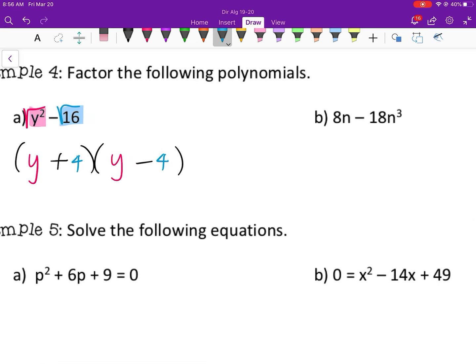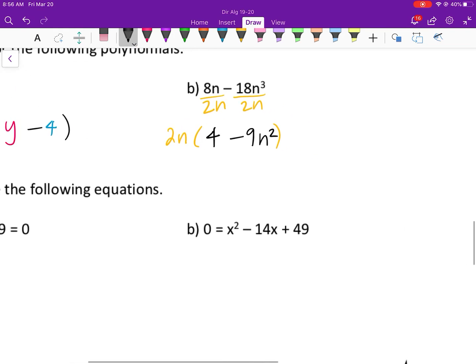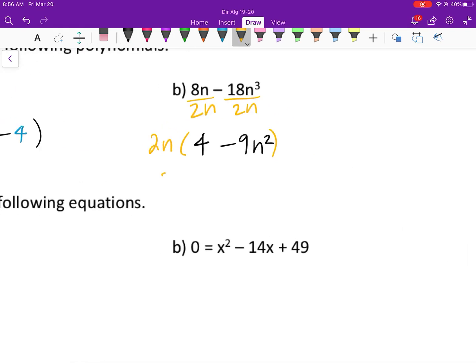In example B, now I can't square root the things that I have yet, but what do we always look for first when we factor? A GCF. So I'm going to take out, let's see, they're both even numbers, and that's about it. So I think all I can take out is a 2 and an n. So I'll take a 2n out, and I am left with 8 divided by 2, I get a 4, minus 18 divided by 2 is 9, n cubed divided by n is n squared.